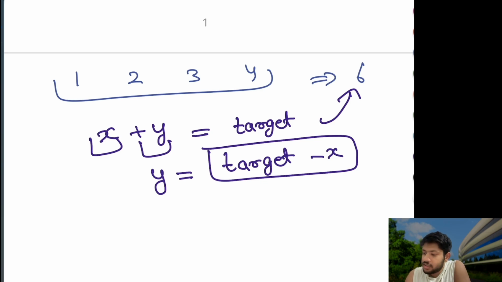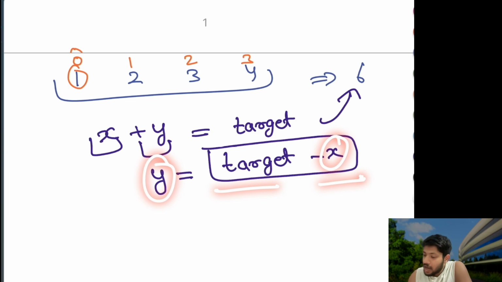For example, this 1 is at index number 0, this is at index number 1, 2, 3, right? What I can do is, using my first loop, I can say this is my answer. This is the correct answer, right? Let us say this is one of the x. So y will be target minus x, right? Now at this point, I will ask, do I have a target minus x in my array?